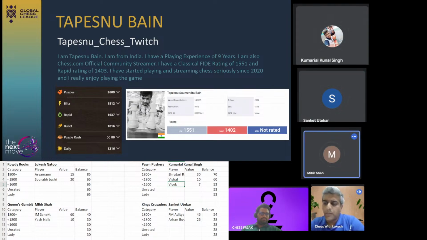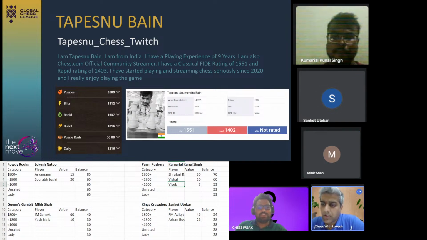First player went to whom? First player was unsold, Shubham Valanju. No, Vivek. Vivek went to whom? Vivek Joshi has gone to the Pawn Pushers at 7 points. Owner name is Kunal Singh.